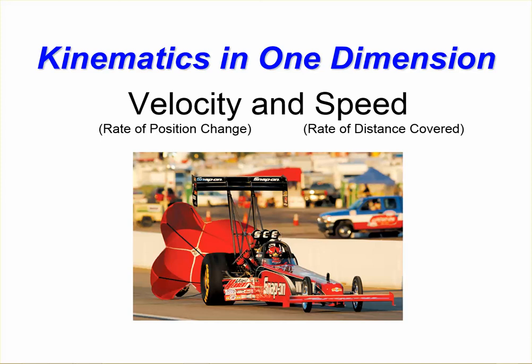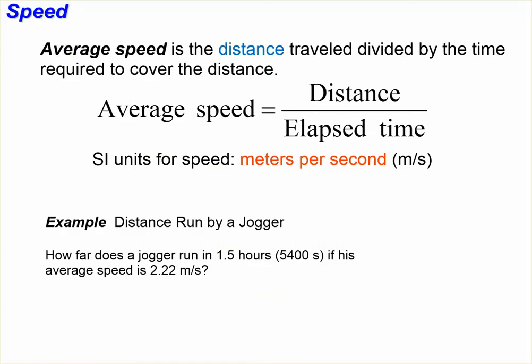This video will explore the difference between velocity and speed. Average speed is the distance traveled divided by the time required to cover that distance. Recall that distance is a scalar quantity and it is defined as the total path length covered by an object, regardless of the direction. So the question, how far does a jogger run in 1.5 hours if his average speed is 2.2 meters per second?